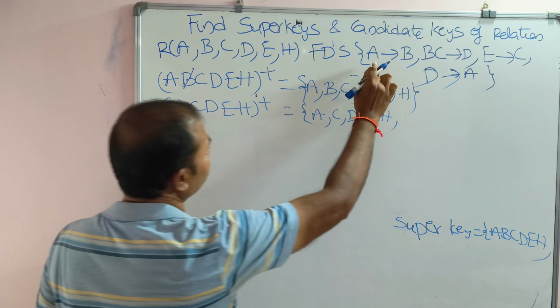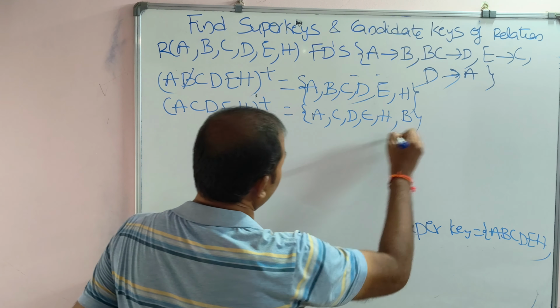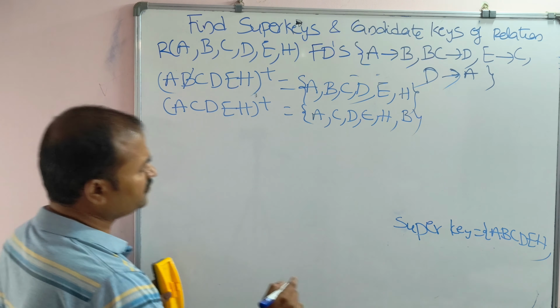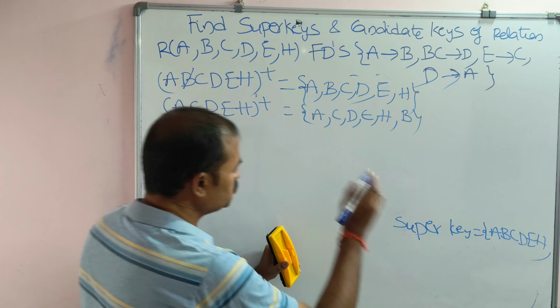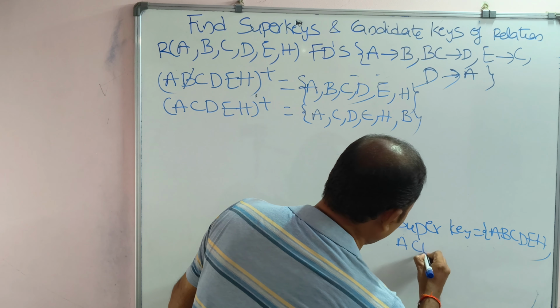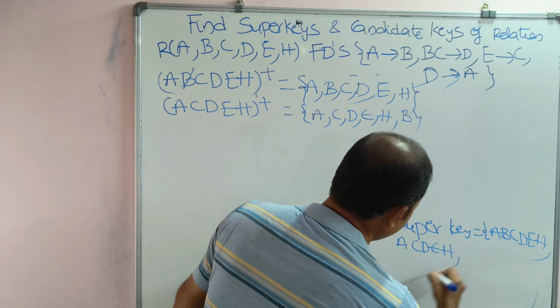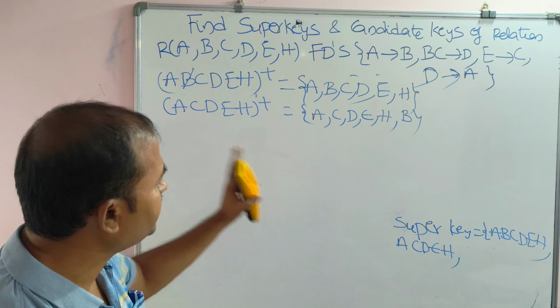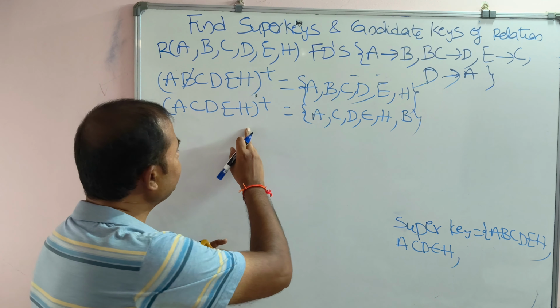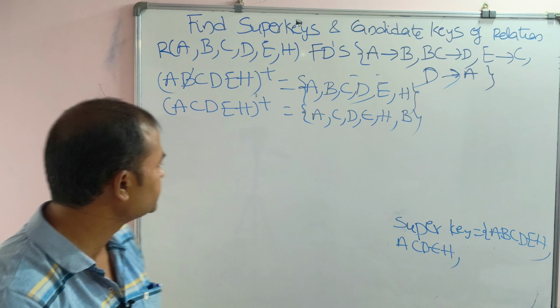And here we have A determines B. So here we have all the attributes of the relation. So it is also a super key. Why? Because super key means the key will determine all the attributes. A, C, D, E, H. Here we have all the attributes.